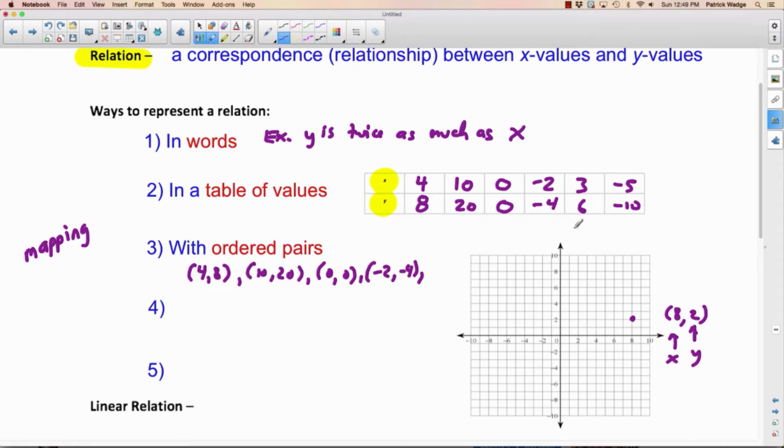What else we got? 3, 6. And the last one I'm not going to be able to fit, so you know what I do? I put it up front. Who cares about the order? It really doesn't matter. Negative 5, negative 10.